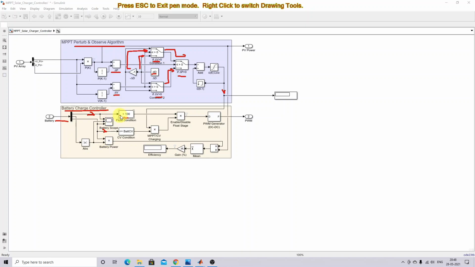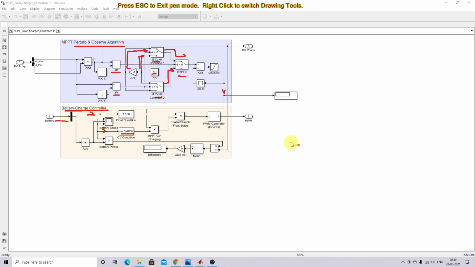So here the SOC is compared with 100. If SOC is less than 100, we need to charge the battery. Also, you have to check the voltage level of the battery, at the cutoff voltage level, that means the floating voltage level, right? All batteries have some floating voltage level after the fully charged condition, right?